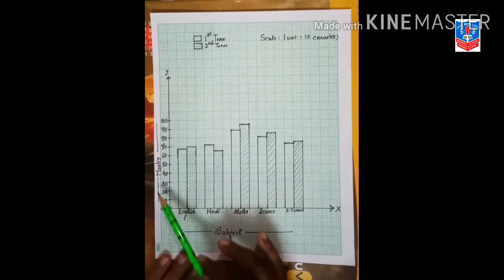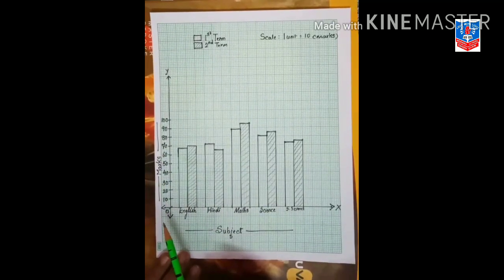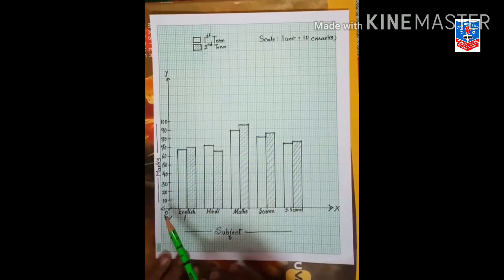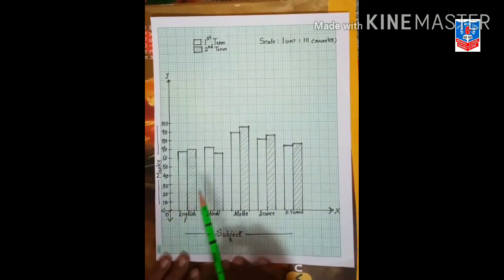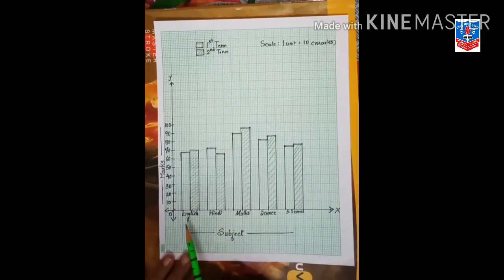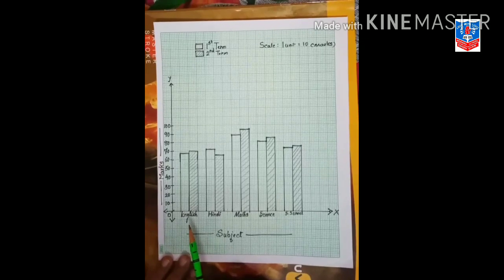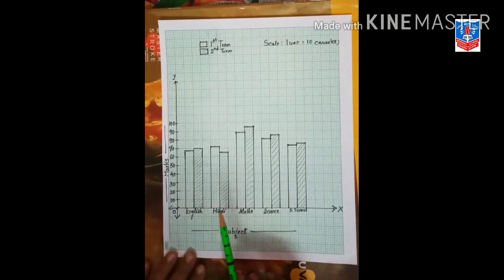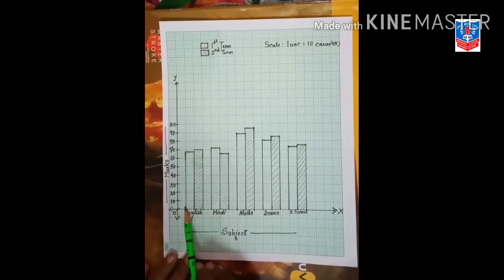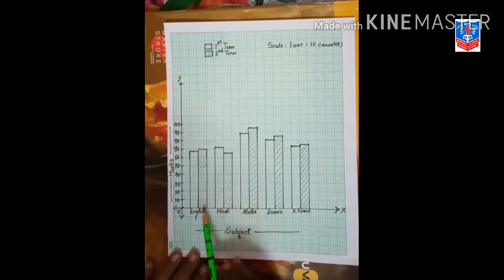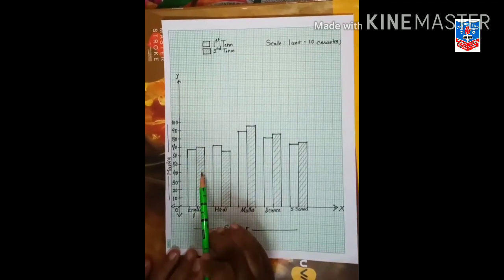and on y-axis marks. Now I took scale 1 unit is equal to 10 marks, but you can take 5 marks also, 5, 10, 15, that is your choice. Now first term he got in English 67 and in second term he got 70. So this is first term. From here 67 and in second term he got 70.